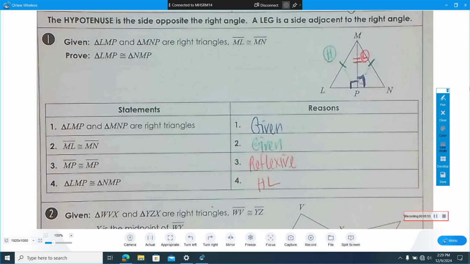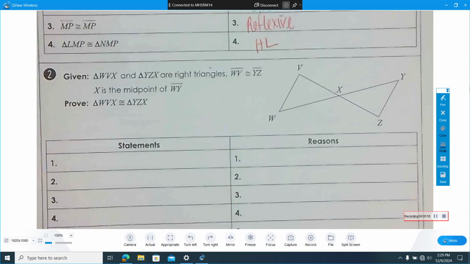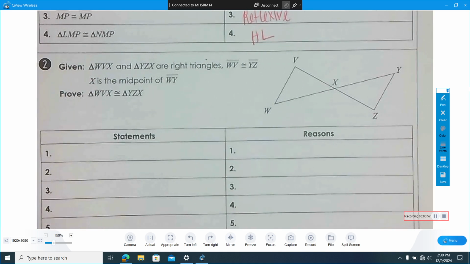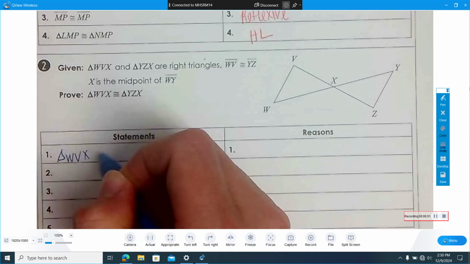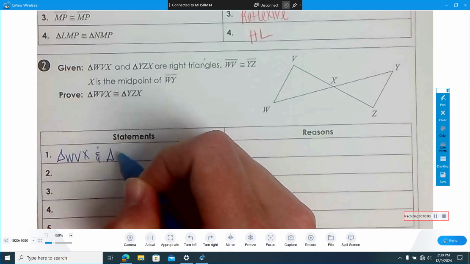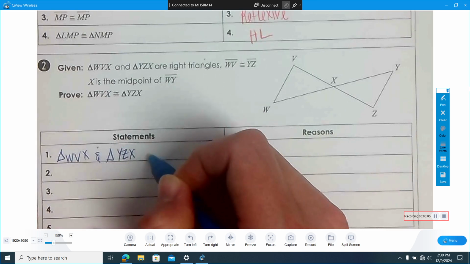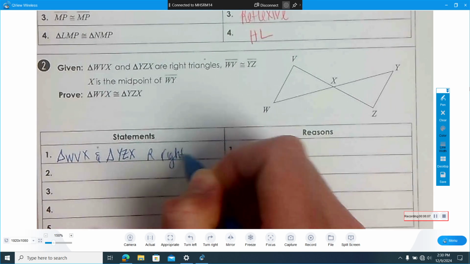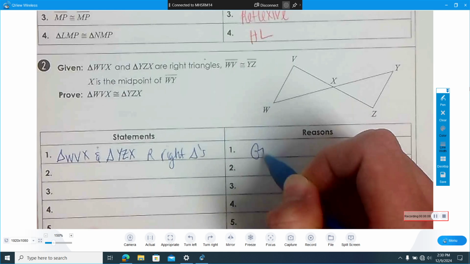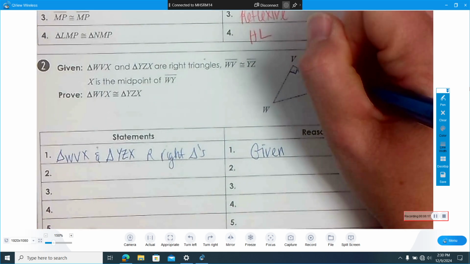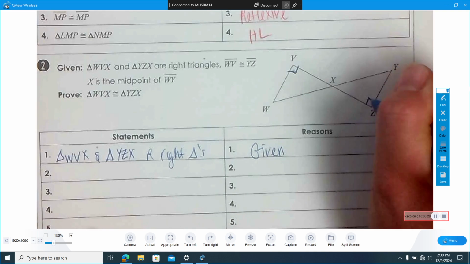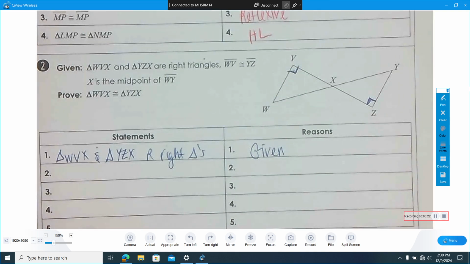All right. Let's do one more. Given triangle WVX and triangle YZX are right triangles. Very important. She gave that to us. What should we do with that information? Mark it. What angles do you think are the right angles? Yeah. V and Z are going to be our right angles there. Really the only ones that make sense.